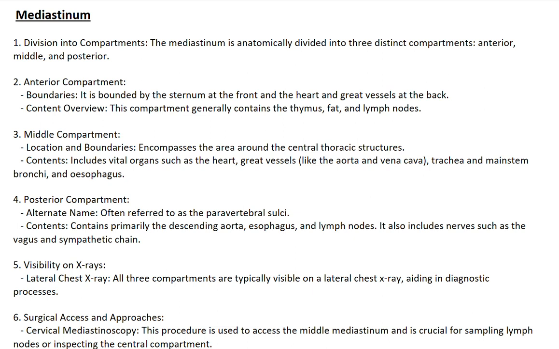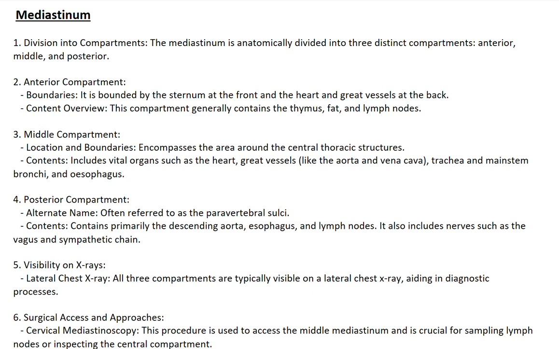3. Middle compartment, location and boundaries. Encompasses the area around the central thoracic structures. Contents. Includes vital organs such as the heart, great vessels like the aorta and vena cava, trachea and mainstem bronchi and esophagus. 4.